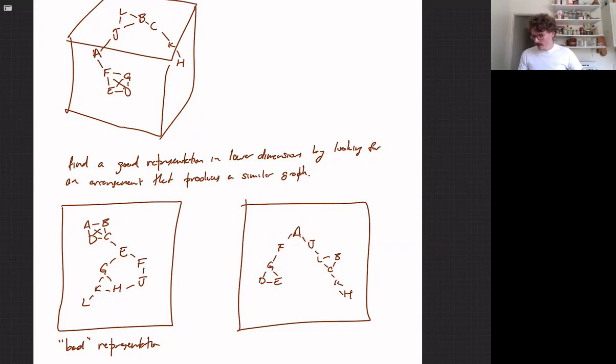We might have a little bit of discrepancy. Like in this graph, B is connected to L and C. And in this graph, B is connected to L and C and J. So it's not perfect, but you can see it's pretty close. So we didn't miss by too much. This is a good representation.